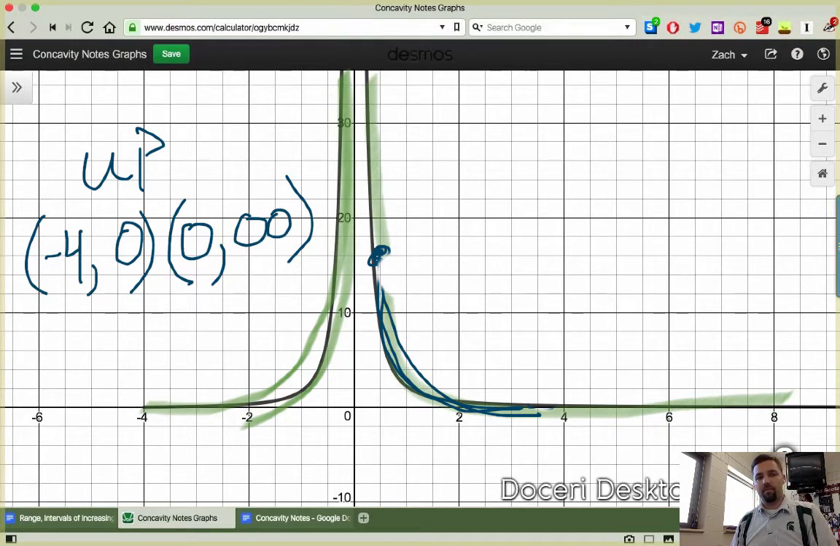So remember, concave up and down, you can always go back to those definitions with the secant lines if you're ever unsure. Sketch in a secant line and see if the curve is above or below it. Any point where there's a change in concavity, we call those inflection points.